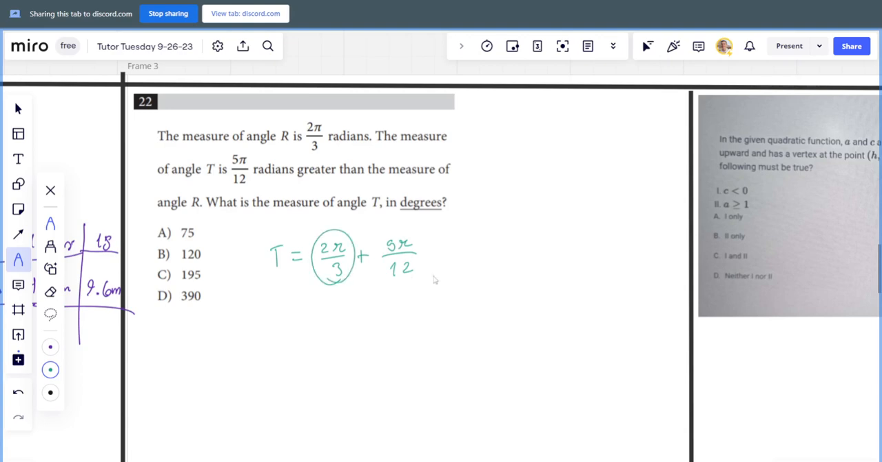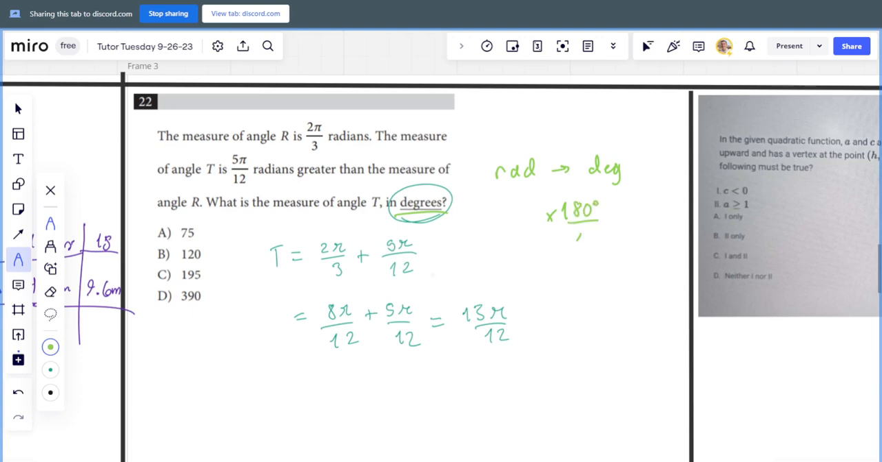And if I get a common denominator here, I can actually get that t is equal to 8 pi over 12 plus 5 pi over 12, 13 pi over 12. Now we just select the answer and it's not there because we want to find it in degrees, right? So doing this in degrees, we need to remember our conversion from radians to degrees, which is that you multiply by 180 degrees for every pi radians.